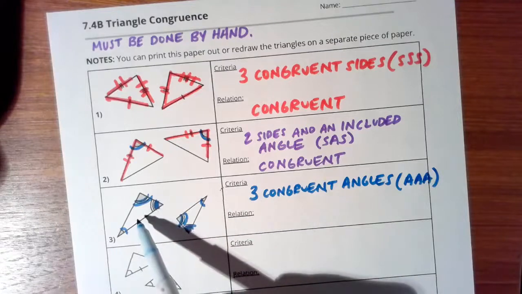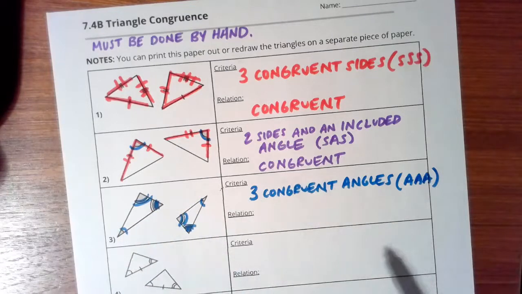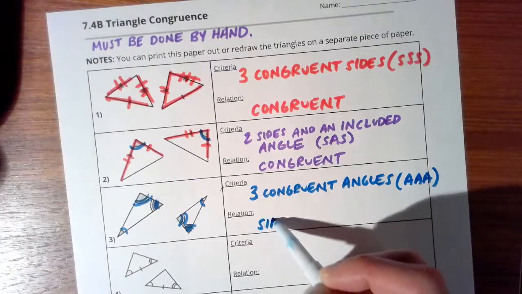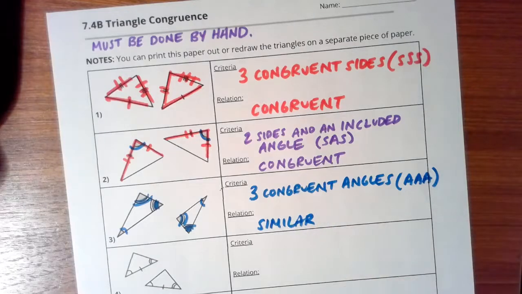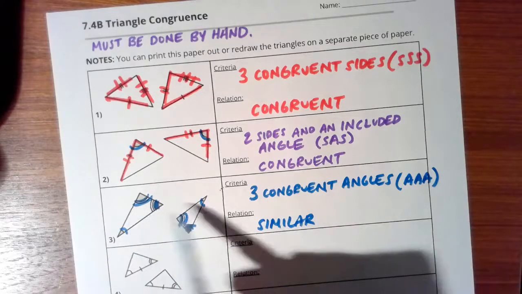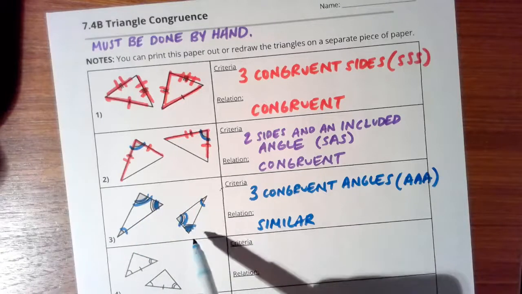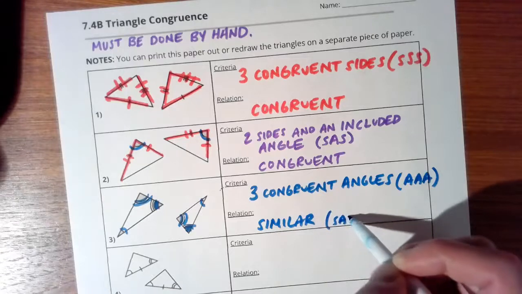When all you know is that the angles are congruent, it's only enough to prove that the triangles are similar, but not necessarily congruent. Because as you can see, these two triangles are actually different sizes. So similar kind of means same shape, but different size.